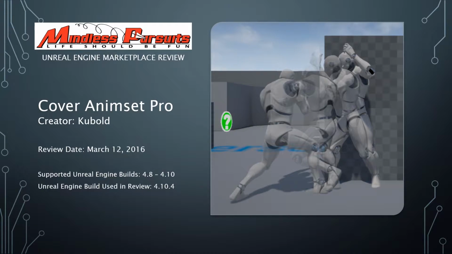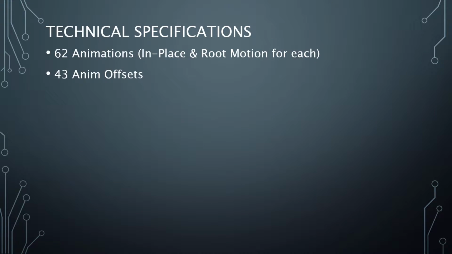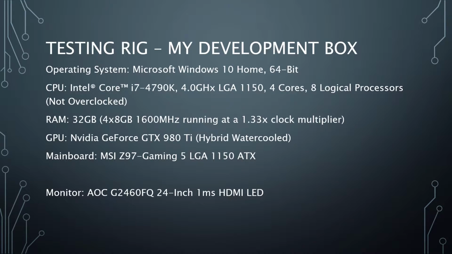The supported engine builds for this product are 4.8 through 4.10, and the engine build used for the review is 4.10.4. In this pack, there are 62 animations, with in-place and root motion for each, and 43 aim offsets for each. Testing rig is here.